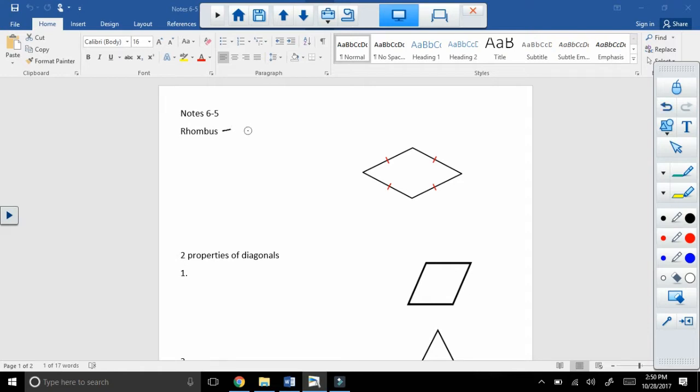So a rhombus is another specific type of parallelogram, and the reason we're starting to list it like that is because all those other properties of parallelograms still apply, but now it is more specific where you have four congruent sides.